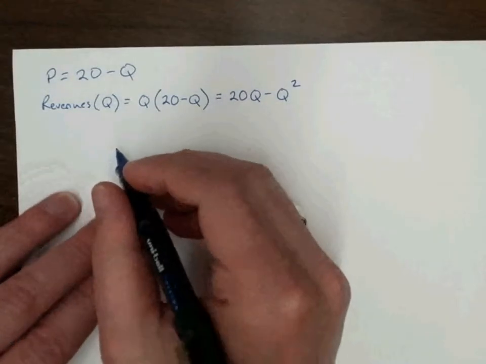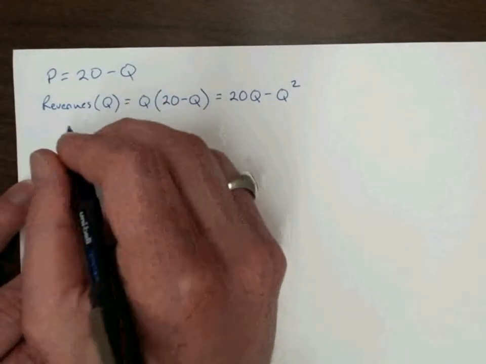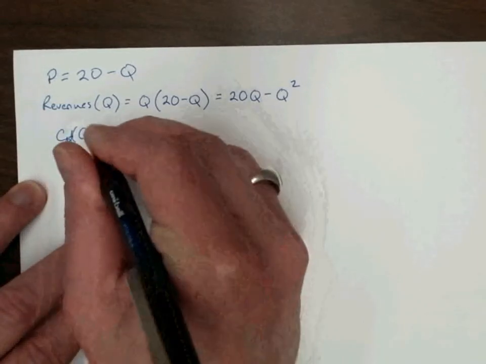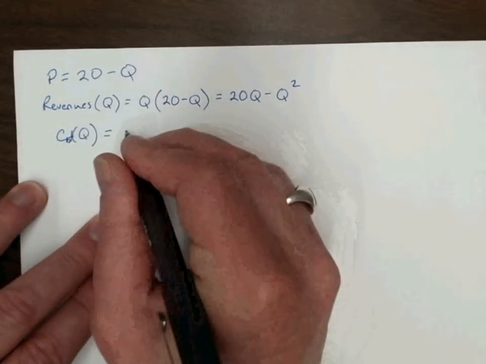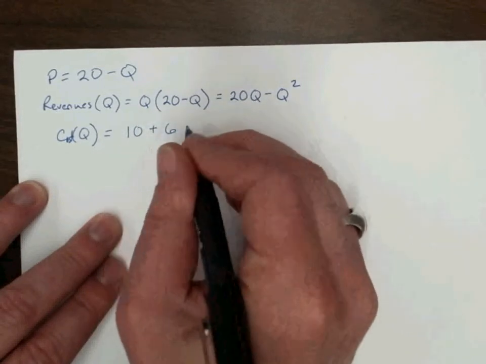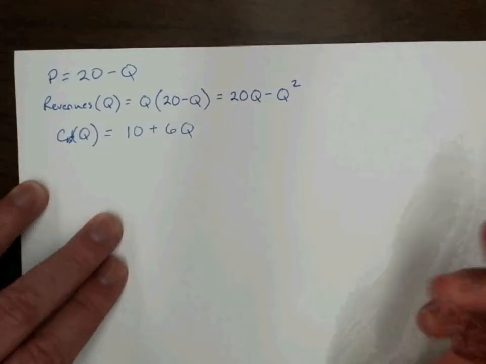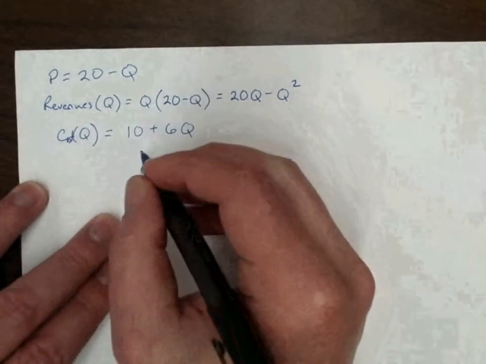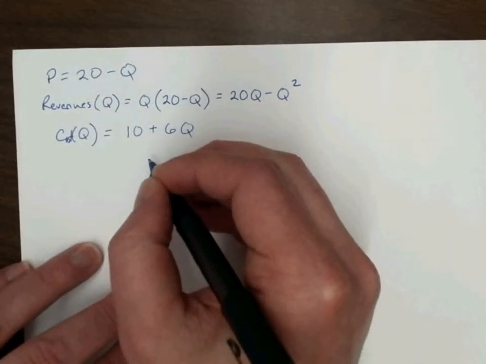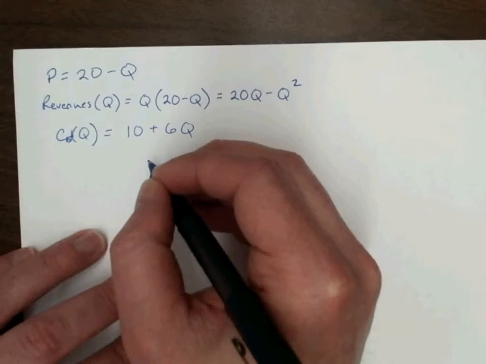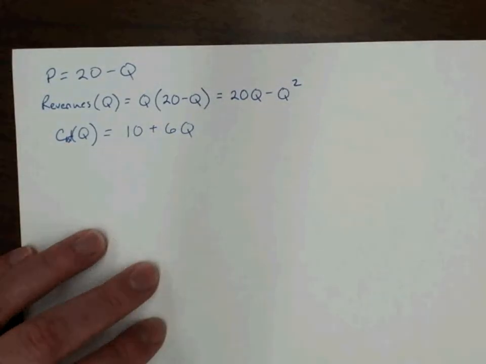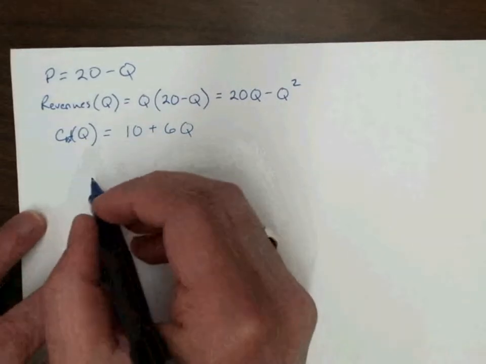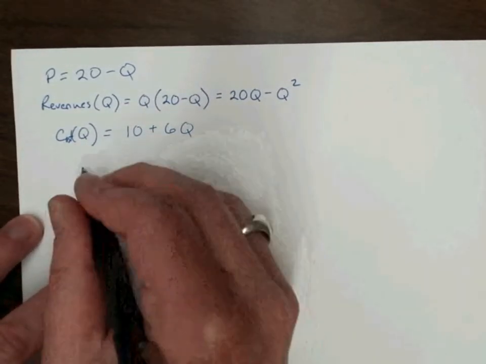Then we're going to be given our cost curve, and our cost as a function of Q is equal to, again given, 10 plus 6Q. So then all we need to do is optimize. We want to find the optimal Q that will give us the greatest profit. And profit is given by revenue minus cost.